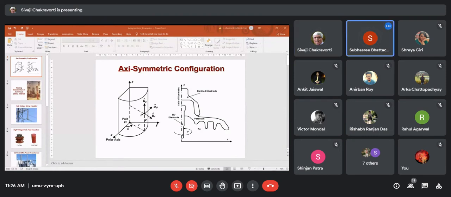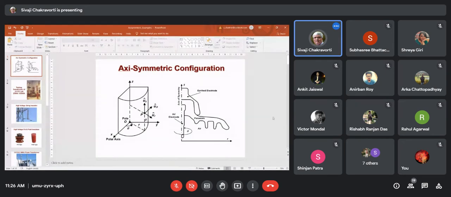Yes, sir. Okay, so now I will try to explain what is called axisymmetric configuration. This is not a two-dimensional configuration in general terms. That means here we are representing the system in a cylindrical coordinate system, not in Cartesian.